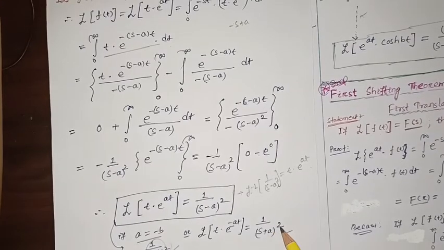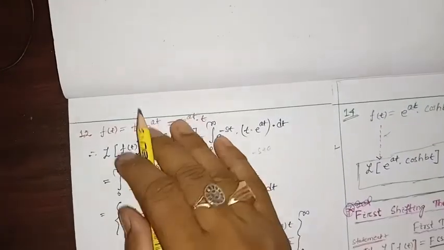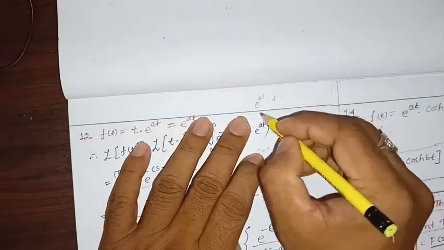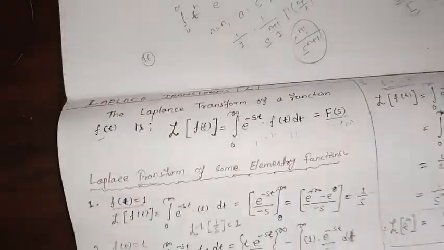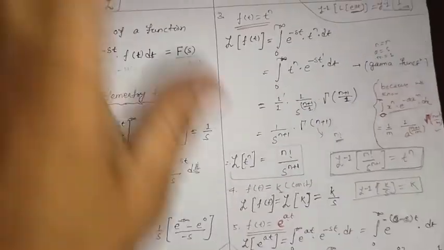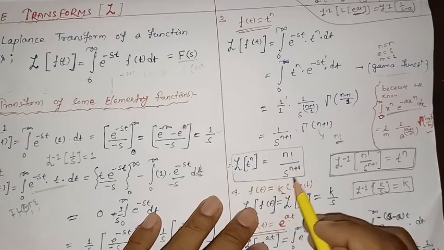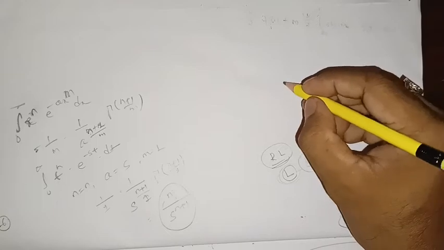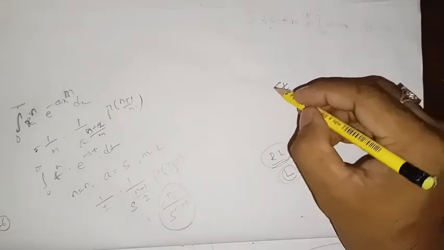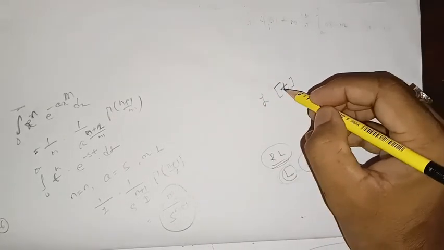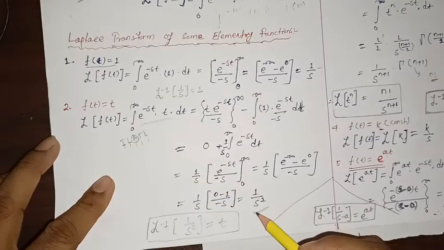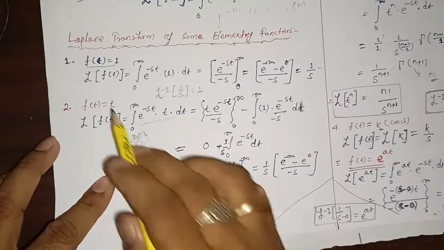We found 1 by s minus a square. So here I can consider that this is in the form of e to the power at into t. Already we have discussed t to the power n. Laplace transform of t to the power n is n factorial by s to the power n plus 1. So if we consider only t, then Laplace transform of t is how much? 1 by s square. Okay, 1 by s square is the Laplace transform of t.